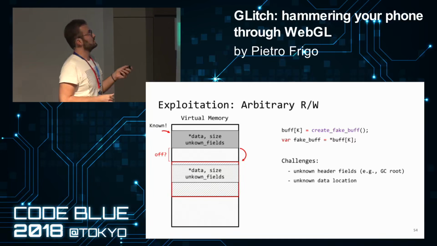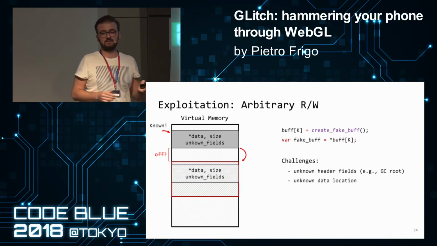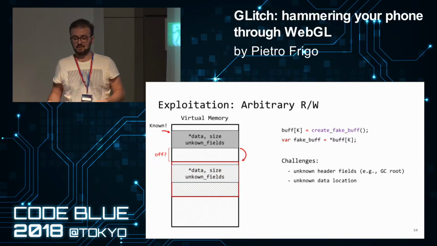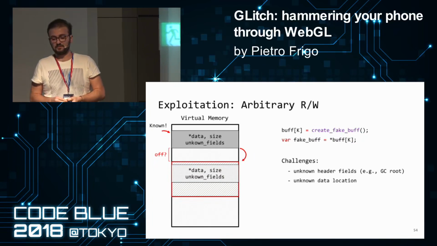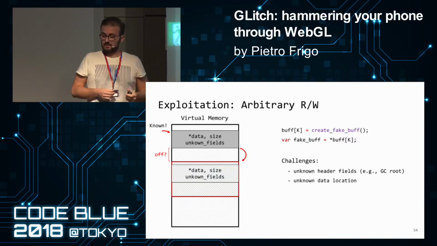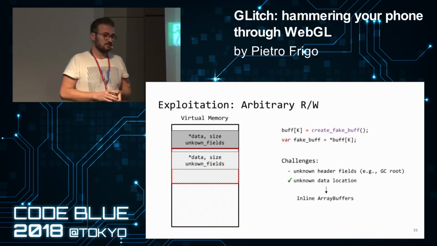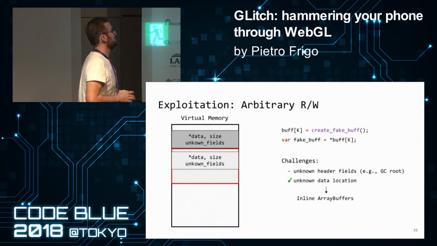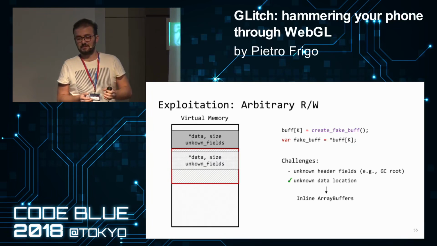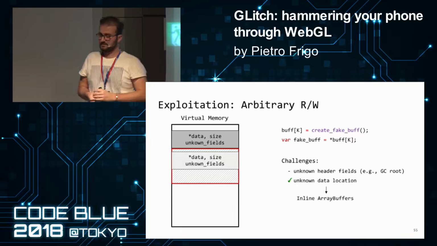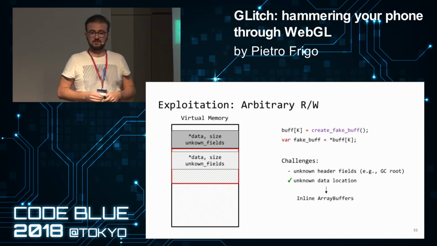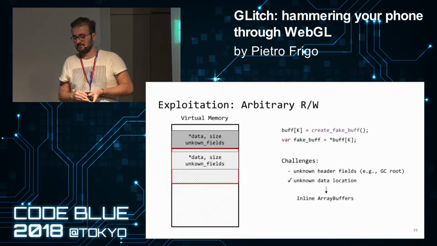So you can know the location of the header, because that's the reference that you will store in your JavaScript array. So you can trigger the bit flip to leak the data and break ASLR. But you cannot know the value of the distance between the header and the byte array. So to solve the second challenge, we can use inline array buffers, which are array buffers that are created for values less than 96 bytes, I think, if I remember correctly. So if the size of the byte array is less than that value, the header and the data are going to be stored sequentially.